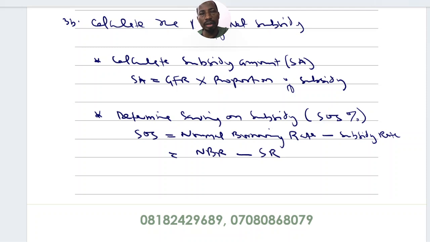So the interest rate the company will pay on the loan borrowed is the normal borrowing rate. Then the subsidy rate is the interest rate on the subsidized loan. All right. So the difference between the normal borrowing rate and the subsidy rate represents the savings. Remember, anything that is subsidized is usually cheaper. So subsidy will come at a cheaper price relative to the market price. Okay. So the difference between the two is the savings.